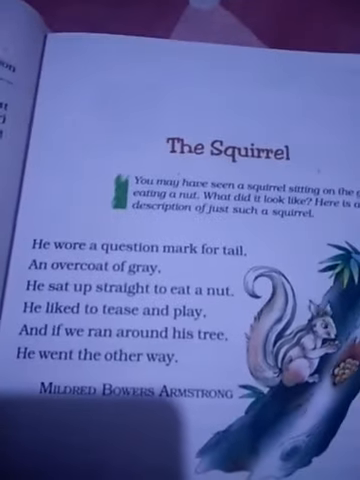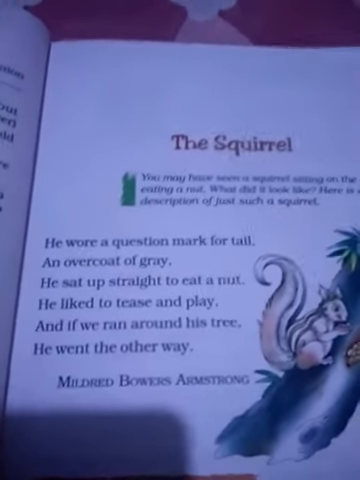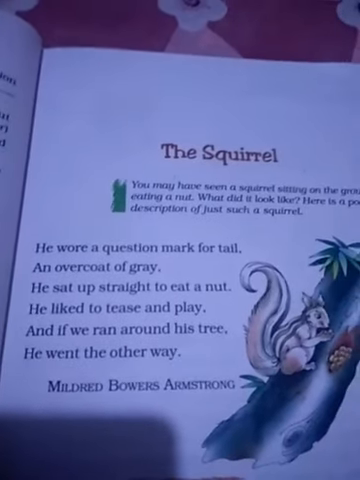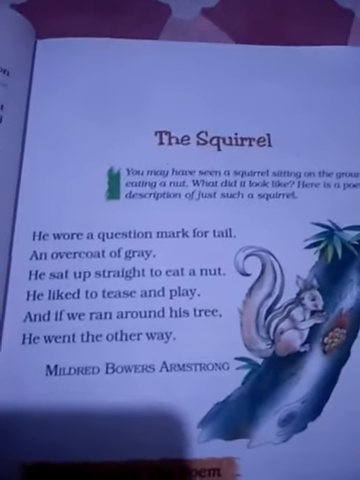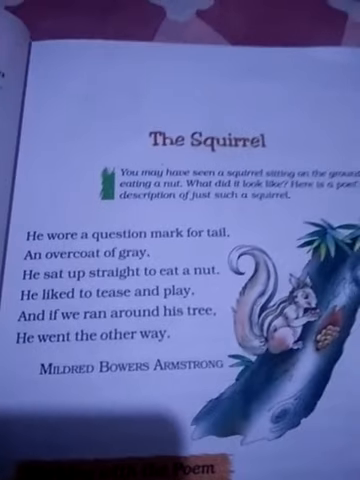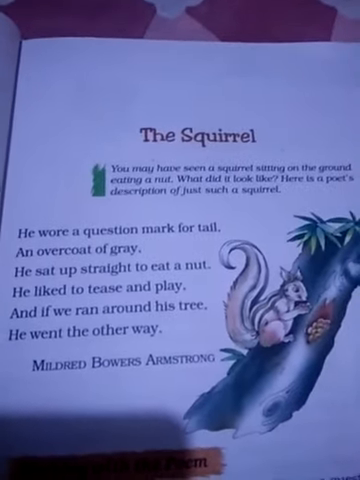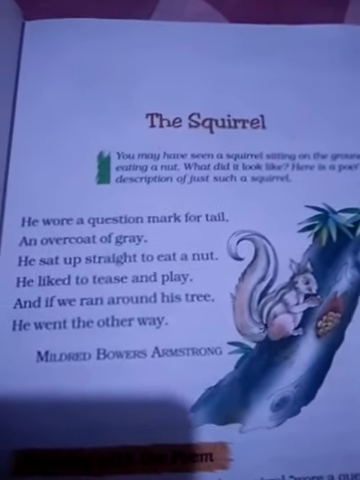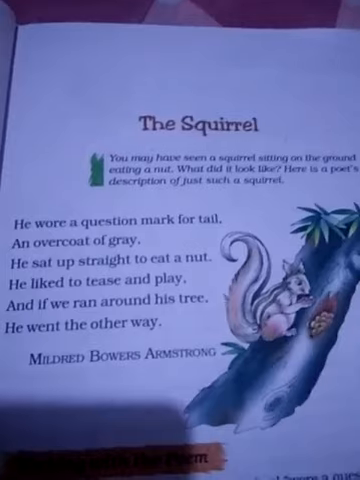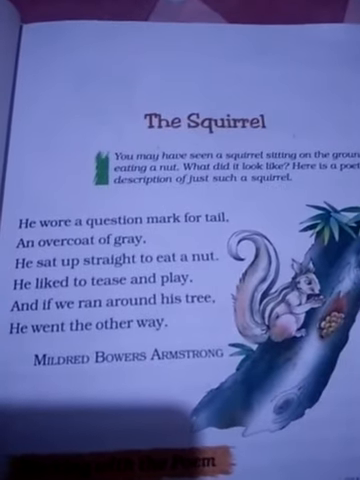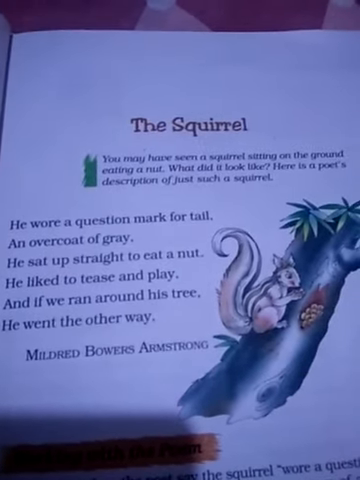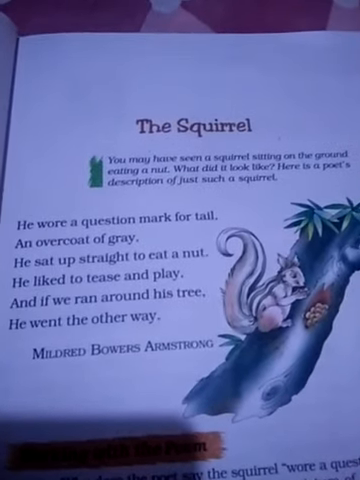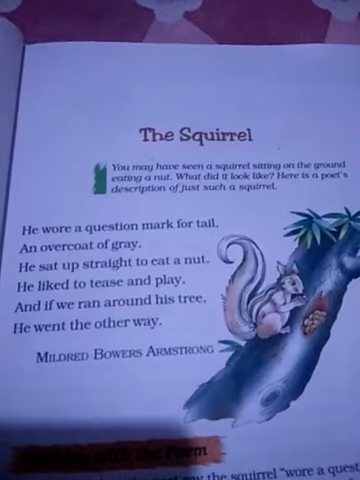So student, we have read the poem and I have explained the poem for you. Through this poem, we came to know that this poem is about a squirrel. So let's summarize the poem. In the poem, the poet says that the squirrel's tail looks like a question mark. And why does it look like a question mark? Because when the squirrel sits up straight on the ground or on a tree and bends its tail, it looks like a question mark. An overcoat of grey: it looks like the squirrel has worn an overcoat of grey. What is that overcoat? That is the grey fur over its back.